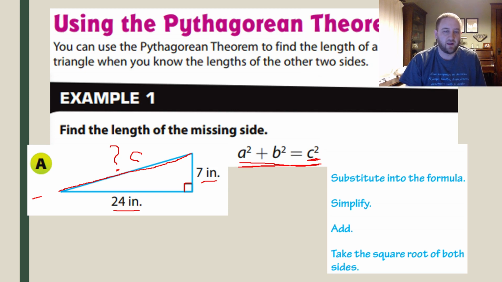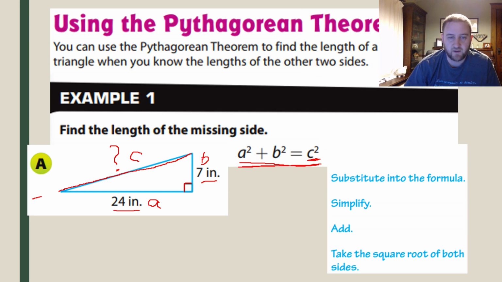So now the legs can be A or B. It doesn't matter which one is which. Either one works. So let's just say that this one is A and this one is B. Again, it doesn't matter which leg is A or which one's B. The thing that does matter is that the hypotenuse is always C.